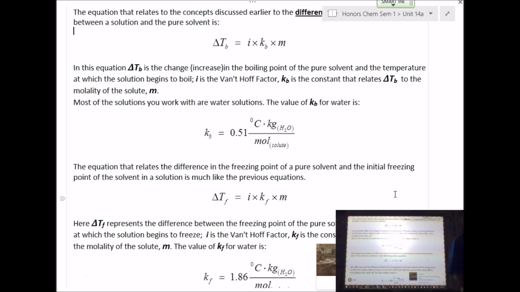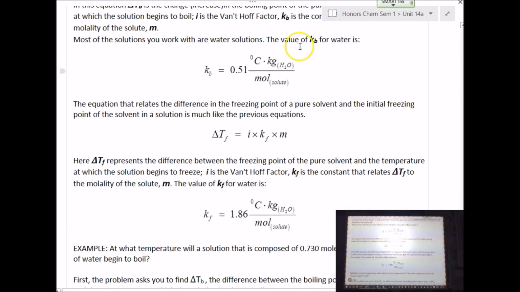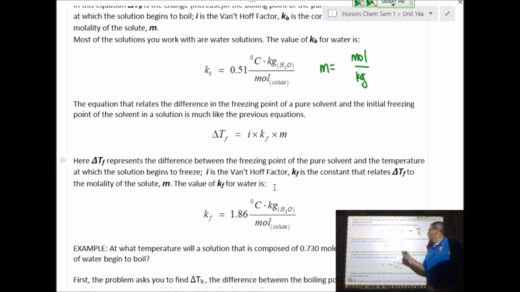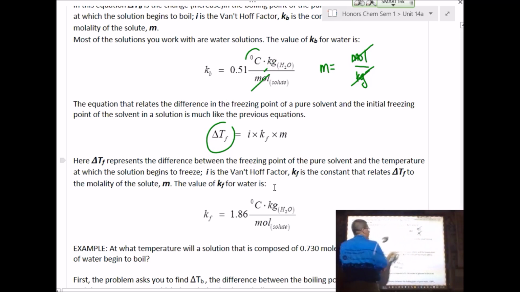So if you're going to do boiling, then we use this one here. If we're freezing, this is the one we'll use. And notice that the units are degrees Celsius kilogram per mole, which is the opposite of molality. What's the unit for molality? Mole per kilogram. So when you put those 2 together, what happens to the unit mole? Gone. Kilogram? Gone. And so you're left with degrees Celsius, which is our change in temperature. Okay, cool. There is no unit for the multiplier.